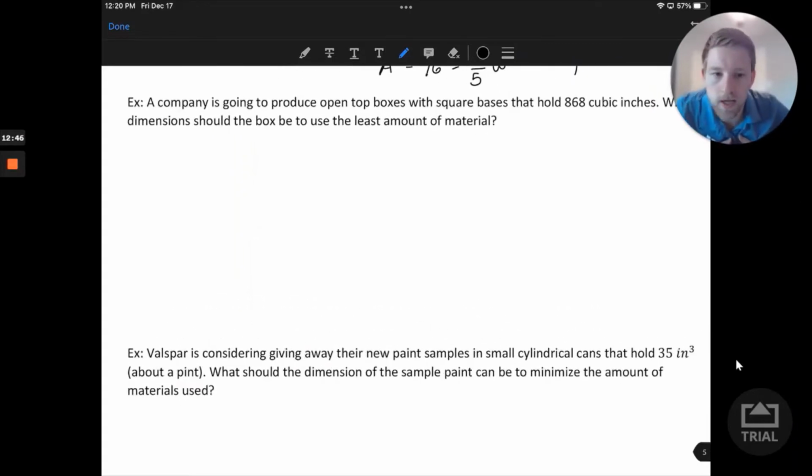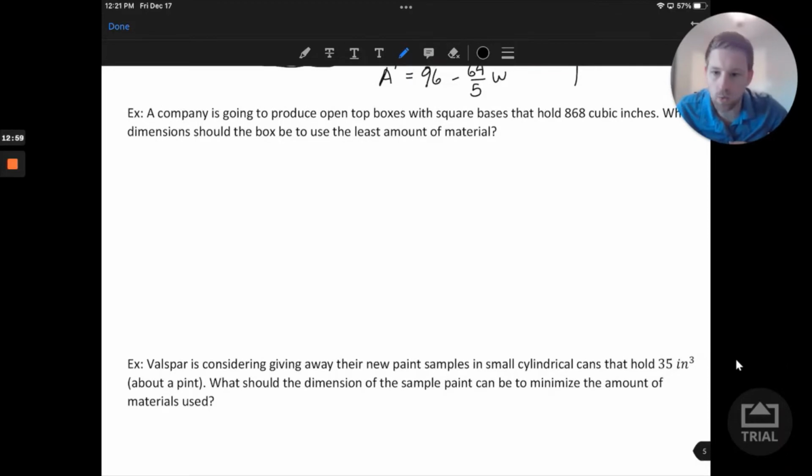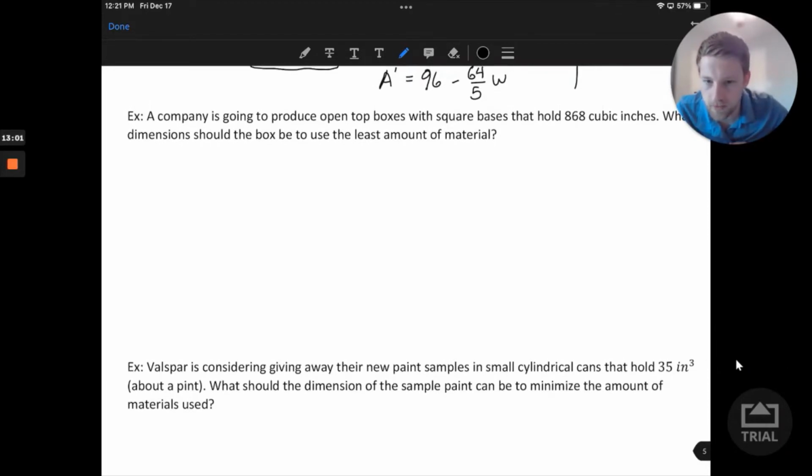The next example on the top of our page here is a company is going to produce open-topped boxes with square bases that hold 868 cubic inches. We want to know what dimensions the box should be to use the least amount of materials. So first thing we can consider doing, again, is to consider a picture, and then we'll want to label that up and then consider what we're optimizing.